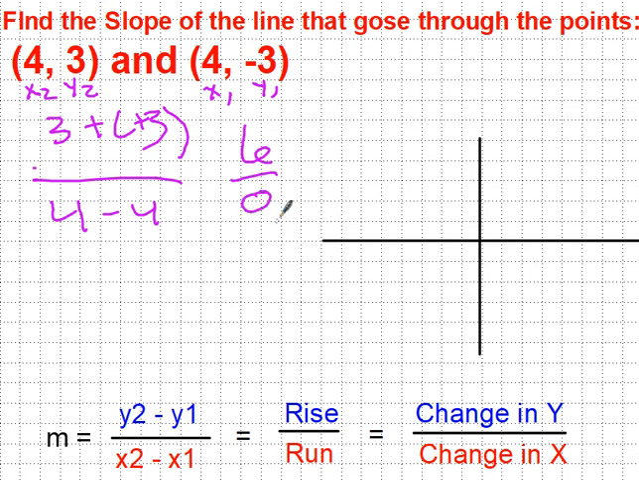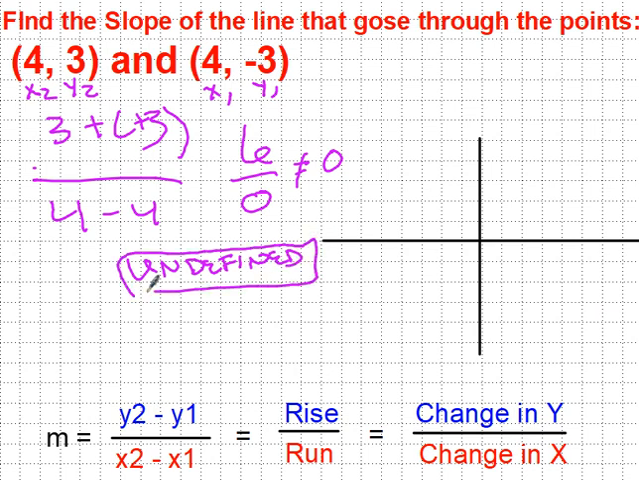I have a 0 in my denominator. That does not equal 0. We're not allowed to say that 6 over 0 is 0. We call this undefined. We are not allowed to divide by 0. So that means it is a slope that is undefined.